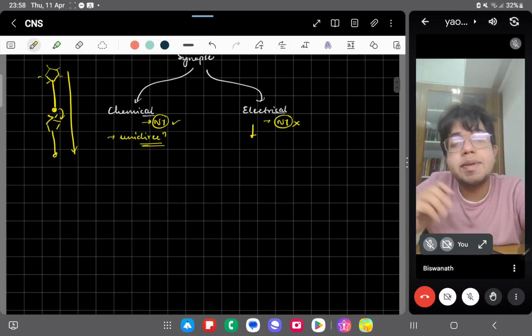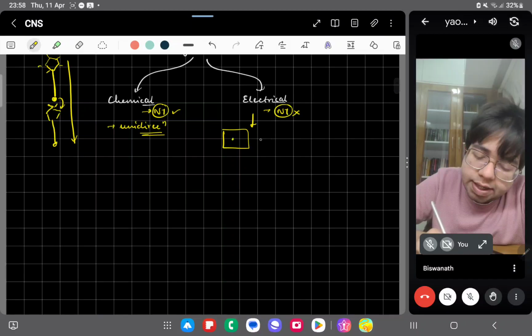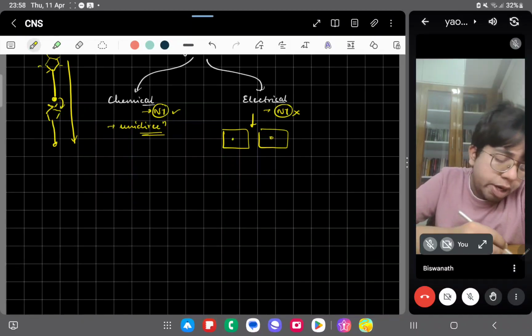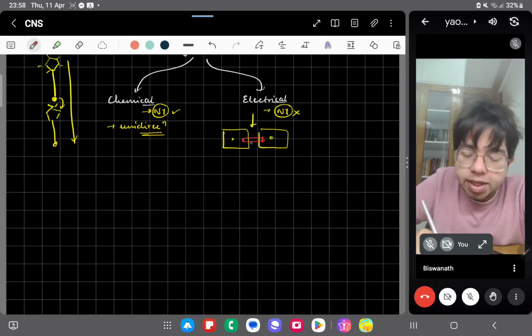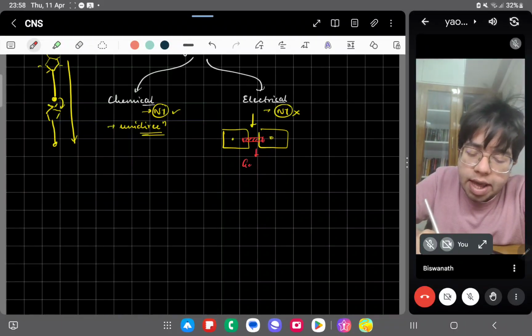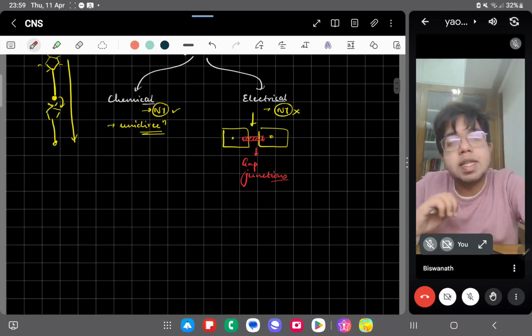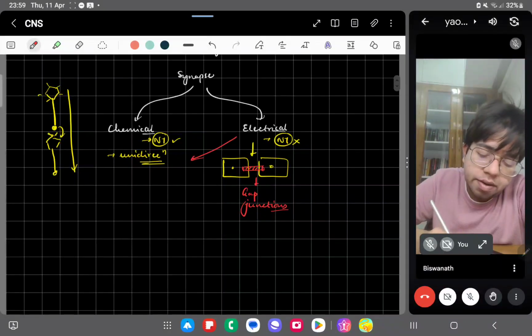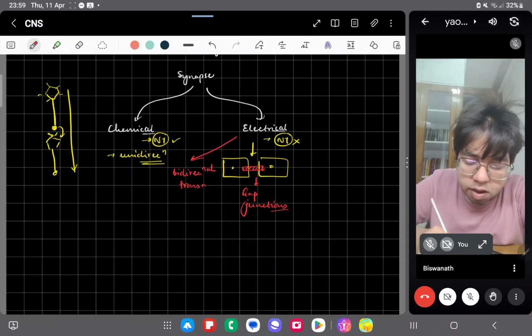But in electrical synapse, basically between the cells we have gap junctions. Let's say here is a cell and here is another cell. Between them we have some channels made up of connexin proteins, and these junctions are called gap junctions. And here the synaptic transmission is multidirectional, or bidirectional you can say, bidirectional transmission of impulses.